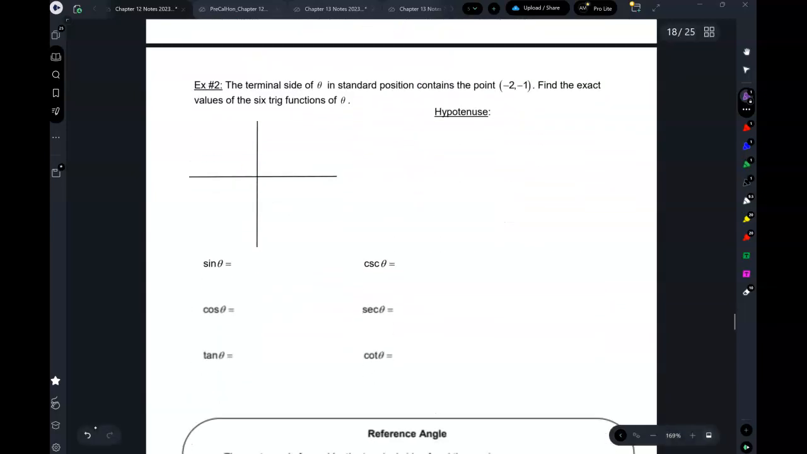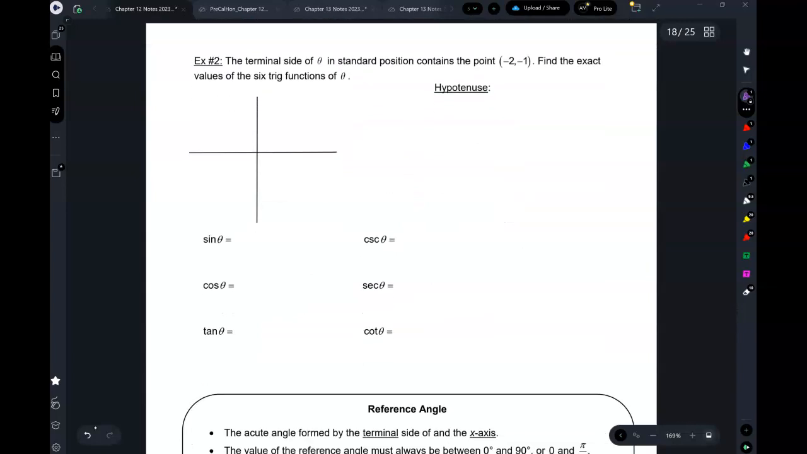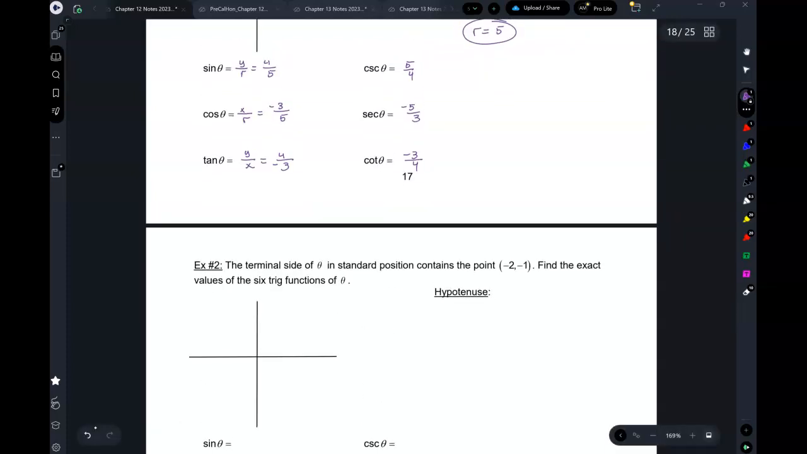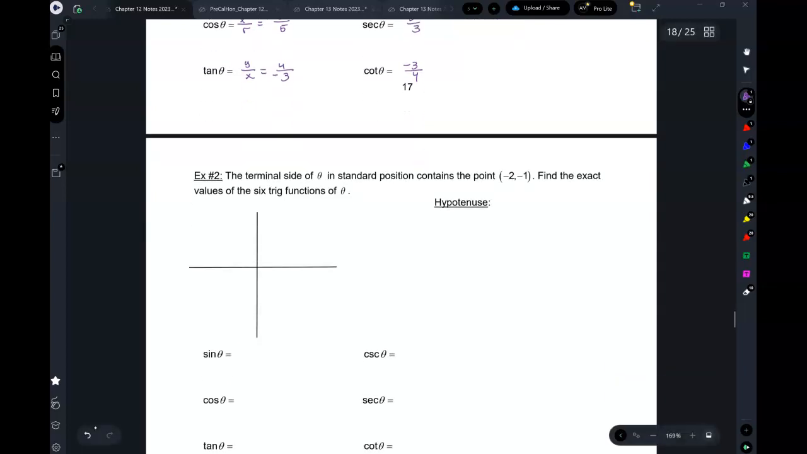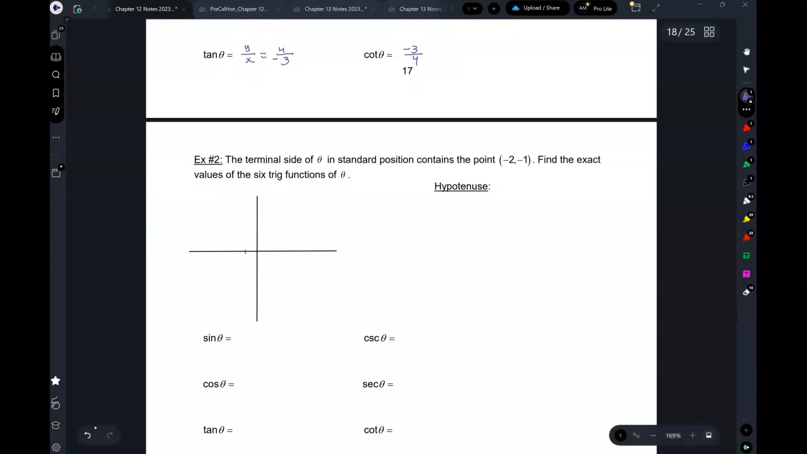All right, let's do this next one. Again, I have a point. I need to find the hypotenuse. Now, you can draw this, but I have to say it is not necessary to draw it. It is not necessary to draw, but you can draw it. Why don't we go ahead and draw it for this one? So x is -2, and y is -1, and theta is here.